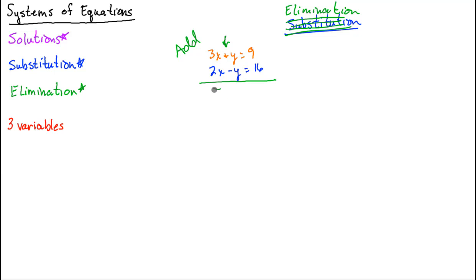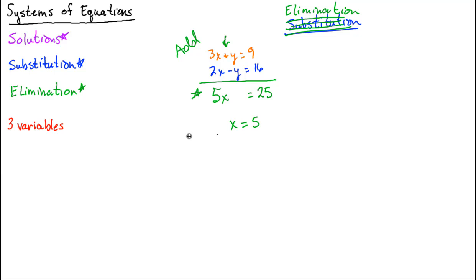3x plus 2x is 5x. 9 plus 16 is 25. Y and negative y is gone. 0. Poof. Out of there. And now look what we have. Boom. We have eliminated y, so we have an equation with one single variable in it. Can you solve that? Yeah.